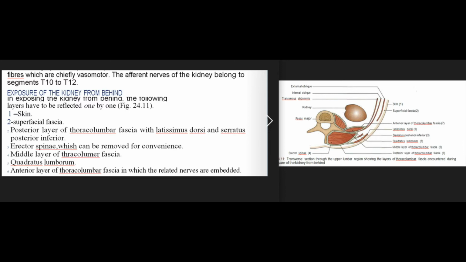Exposure of the kidney from behind. In exposing the kidney from behind, the following layers have to be reflected one by one, Fig 24.11. 1. Skin. 2. Superficial fascia. 3. Posterior layer of thoracolumbar fascia with latissimus dorsi and serratus posterior inferior. 4. Erector spinae which can be removed for convenience. 5. Middle layer of thoracolumbar fascia. 6. Quadratus lumborum. 7. Anterior layer of thoracolumbar fascia in which the related nerves are embedded.